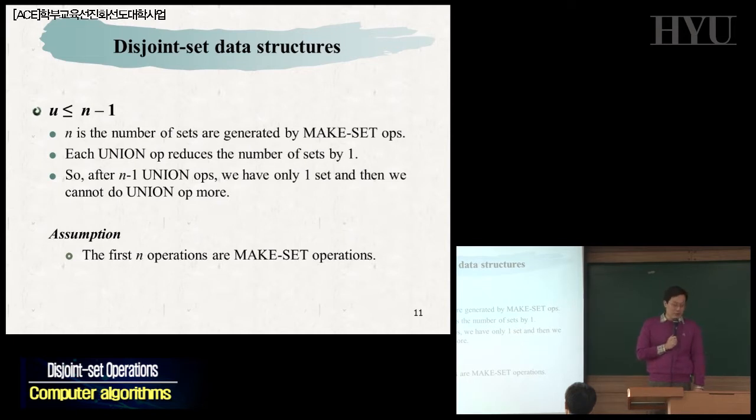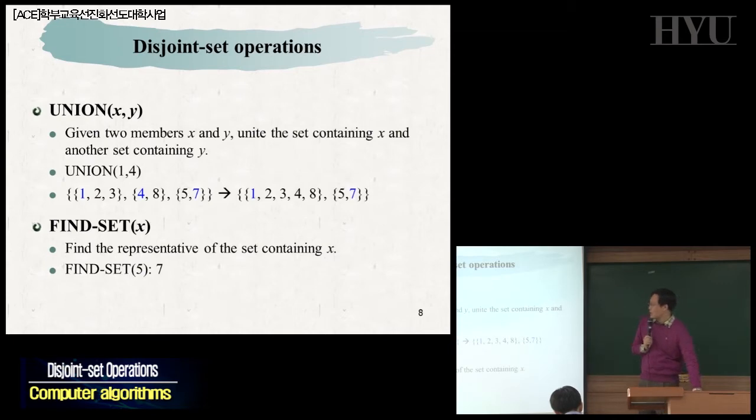n is the number of make-set operations. Okay? And when we call the operation make-set, it has only one member. So the number of make-set operations is the same as the number of all members in the collection. Okay? So in this case, n is 7. So to create 7 members, we need 7 make-set operations. Okay?